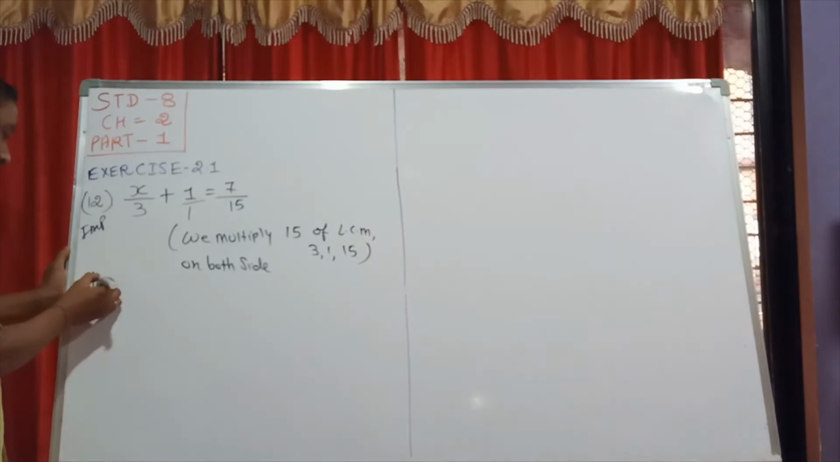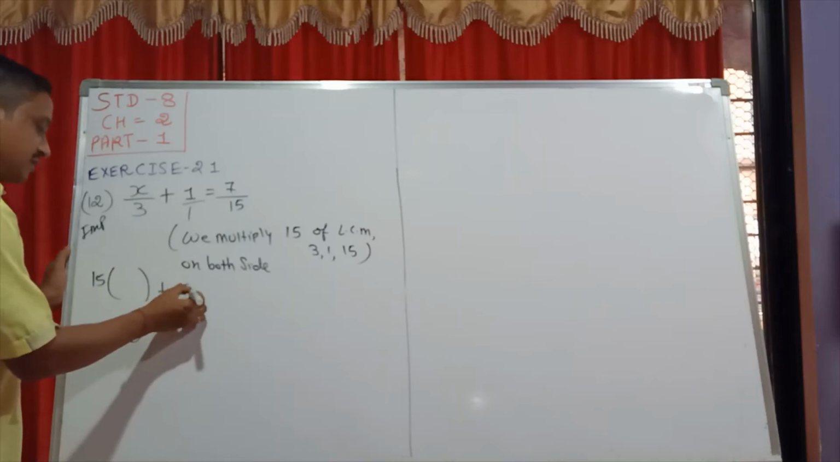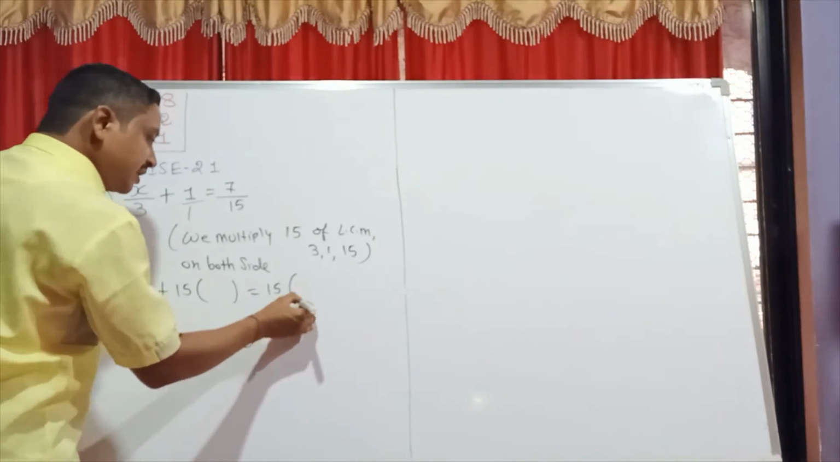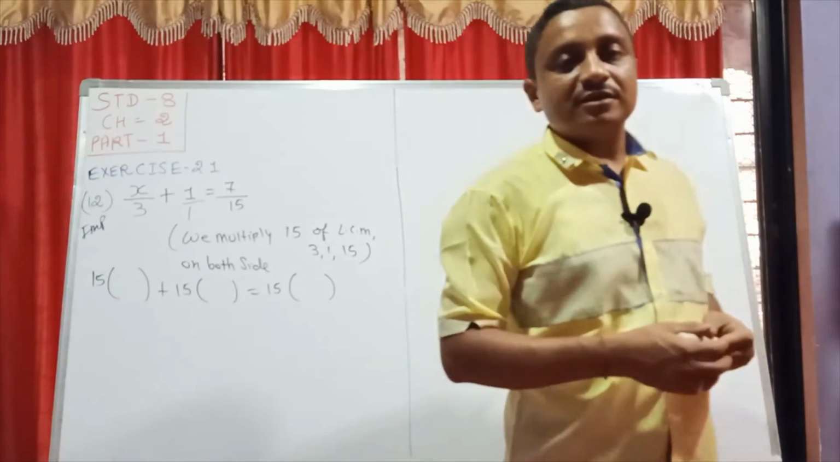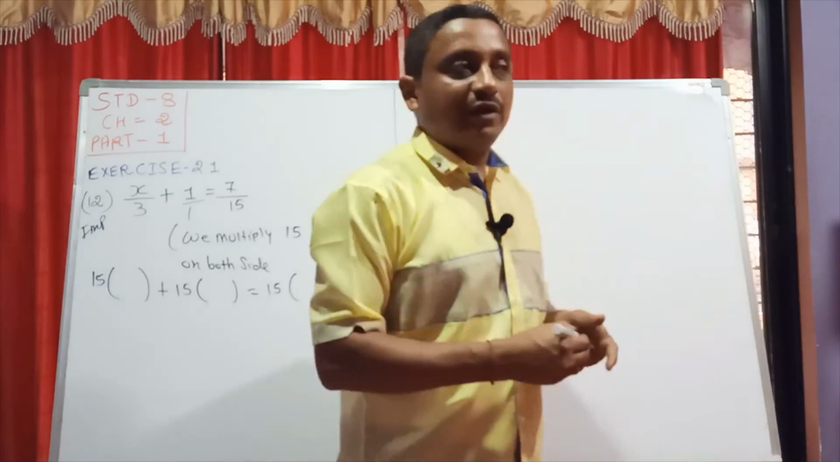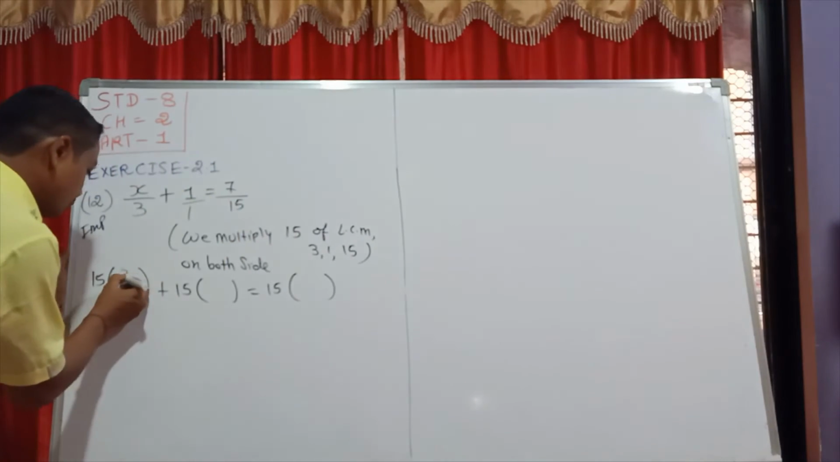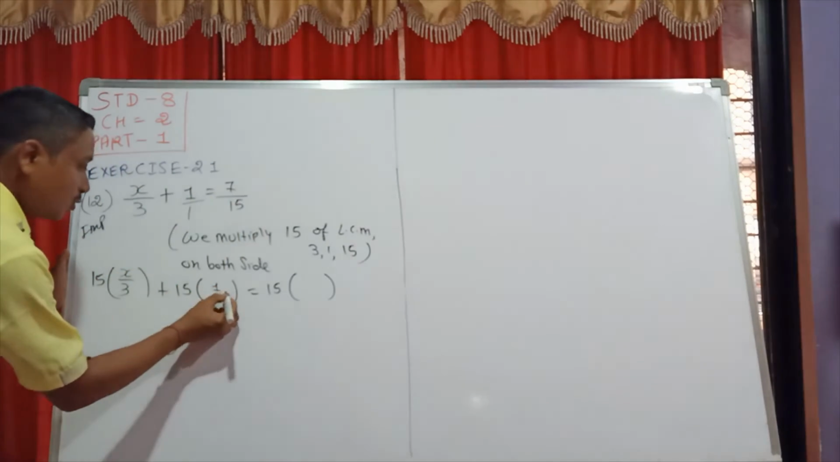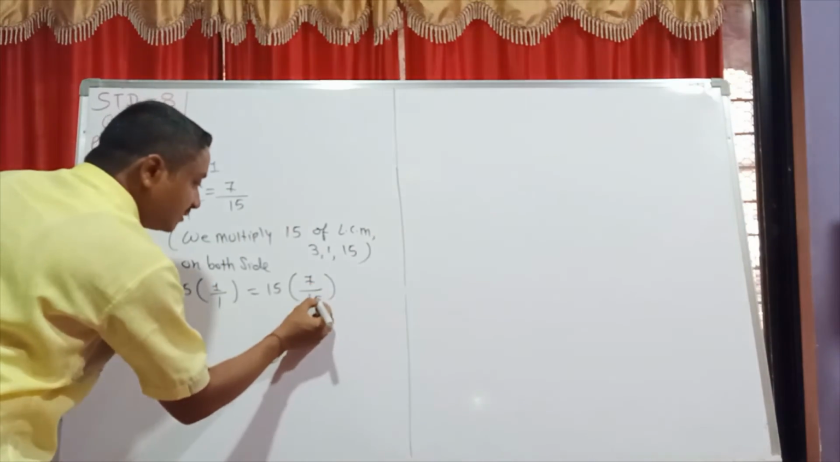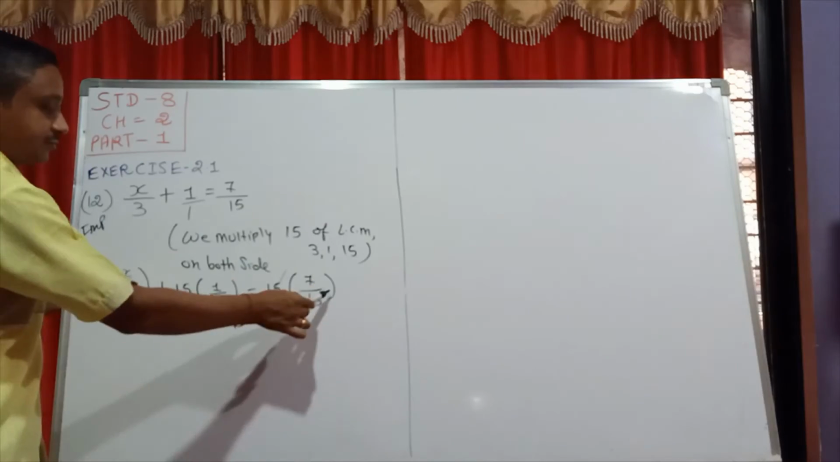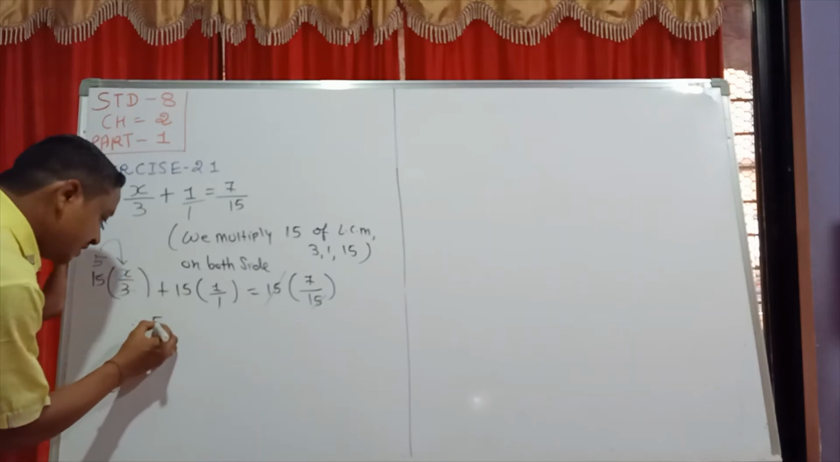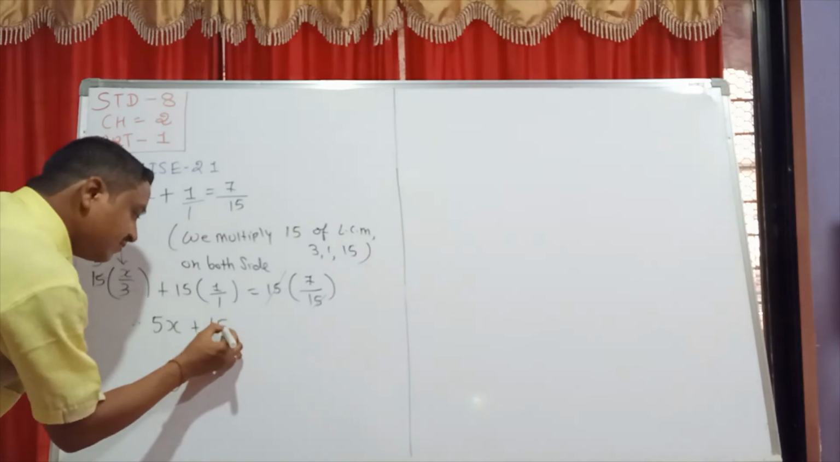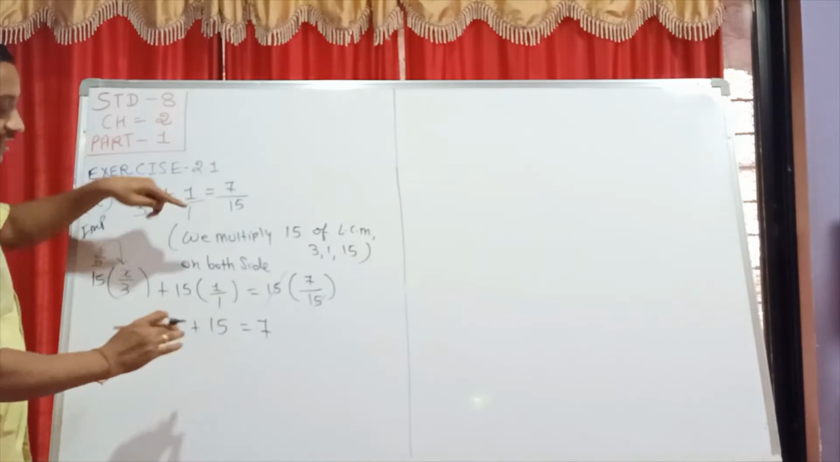So here you apply 15 multiplication. Similarly here 15 multiplication, and similarly here our 15 multiplication. So put in the further values. That value is x upon 3, here 1 upon 1, and here 7 by 15. Check out, this 15 is gone. Similarly here 3 fives are gone, and this 5 into x, students, how much? It is 5x. 15 ones are 15, and here 7 is as it is.